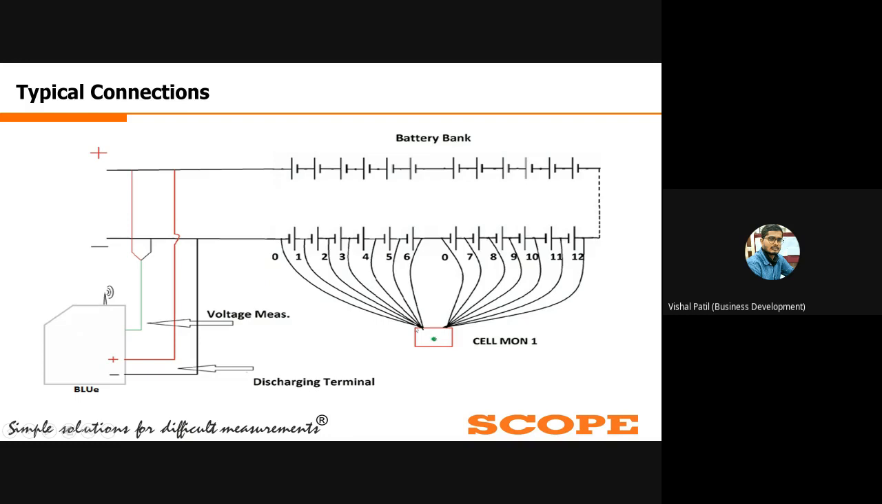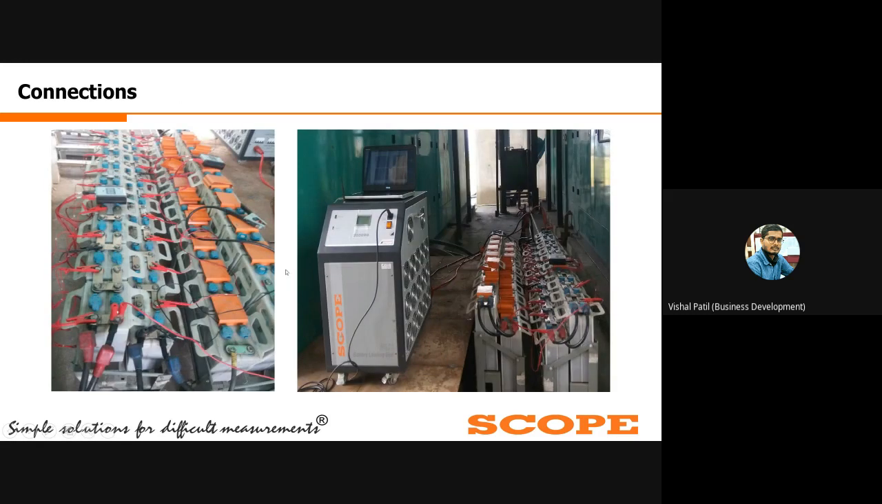Then next, these are the connections of the cell monitoring unit. You can connect a single cell mon unit for a total of 12 cells. So the connections are as shown here. These are the actual field connections in which the cell monitoring units and the battery loading unit have been connected to a battery bank. In this way, you need to connect multiple cell monitoring units as per the number of cells present in that battery bank.